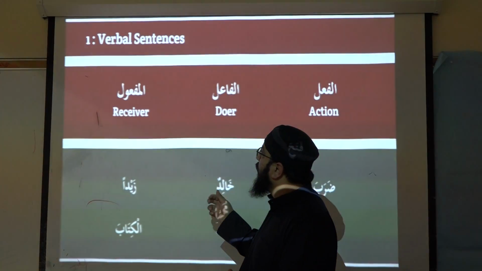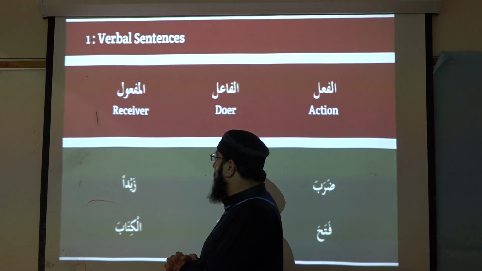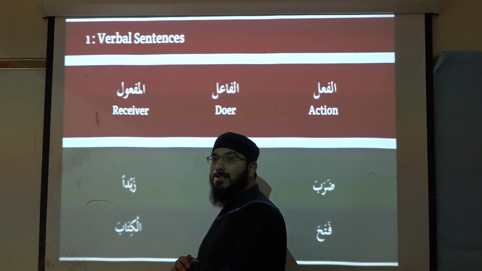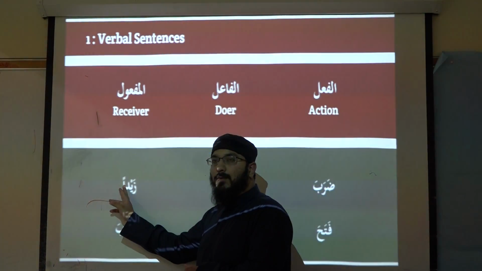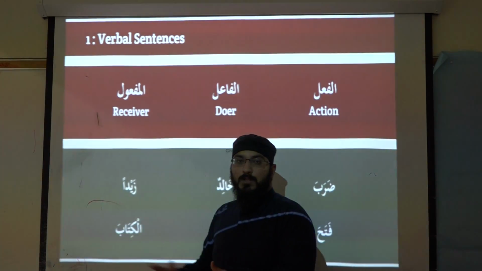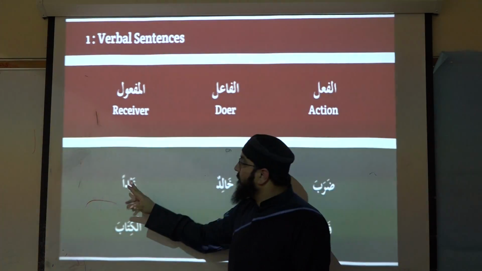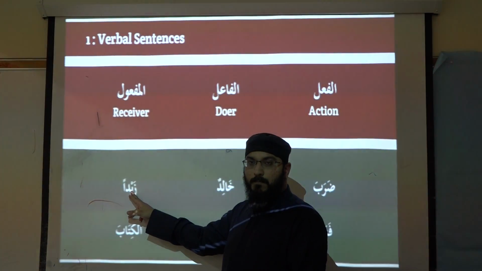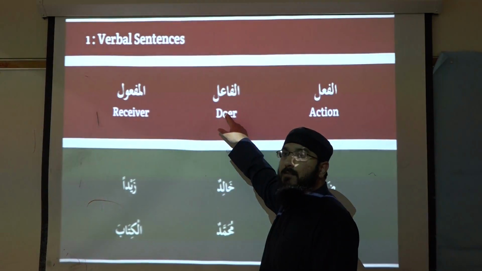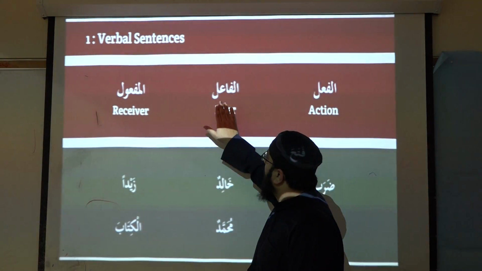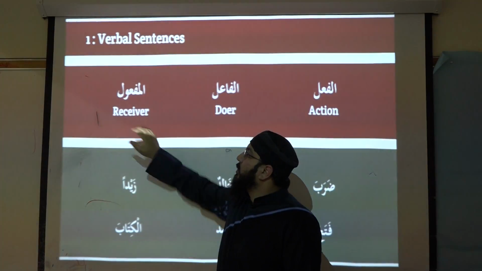And who did he hit? Who received this ailment and this problem and this beating? The one who received it was Zayd. Zayd received it, so we say Zaydan. We put the fatha sound. Fatha means accusative, right? So our receiver takes the accusative form. The receiver takes the accusative form, the doer takes the nominative form. Always. Okay? Always the doer takes the nominative form, the receiver takes the accusative form.